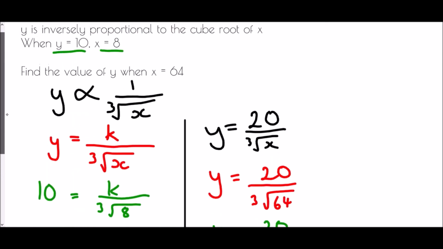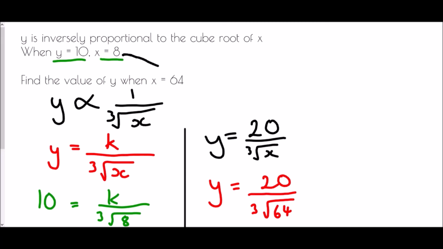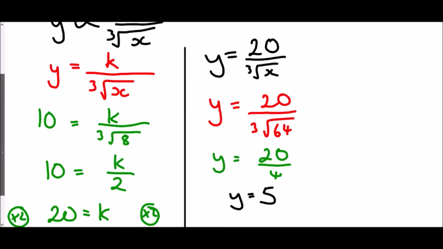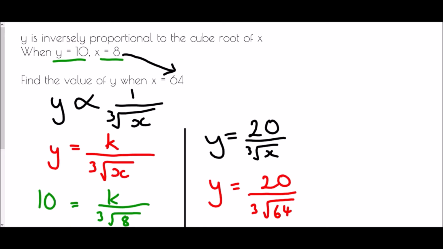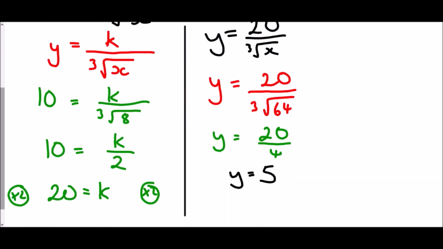And again, let's just have a look at that. x got bigger, but y has gotten smaller. So there's our inverse relationship. So in this case, y equals 5.